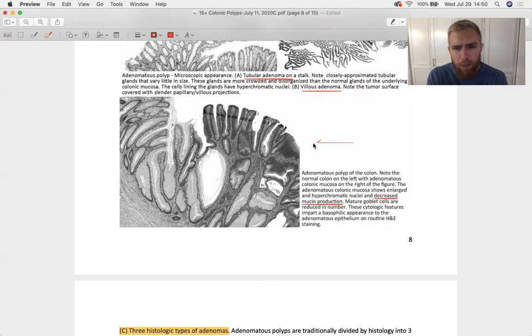Here you can tell the dysplasia very easily. It's kind of a cutoff from left to right in the middle of the image. Right here on the right side of this photo, there's your dysplasia. Again, we're looking at hyperchromatic nuclei.